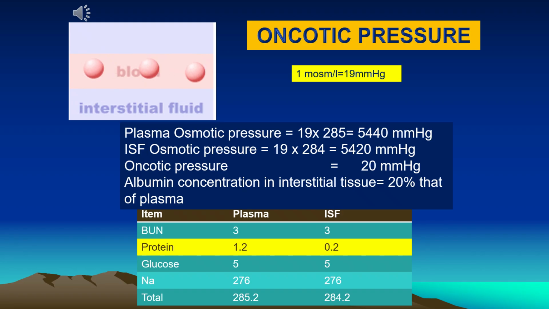What creates this vital difference? It's the disparity in large, indiffusible molecules, primarily albumin. The slide notes that the albumin concentration in the interstitial tissue is only about 20% of that in plasma. It is this small gradient of large proteins, generating a force of just 20 mm of mercury, that is the primary force pulling water back into the capillaries, counteracting the hydrostatic pressure that pushes fluid out. It's a stunning example of a small, precise force maintaining our entire fluid balance.